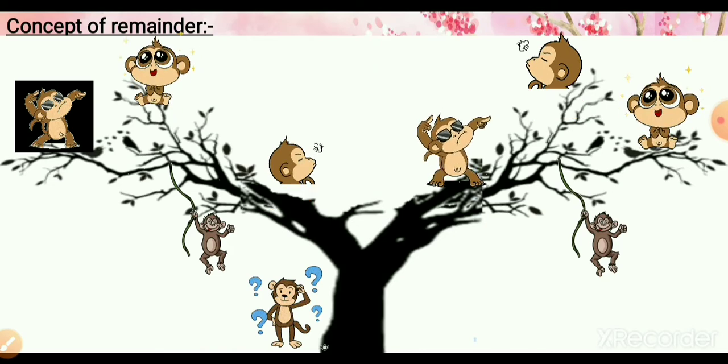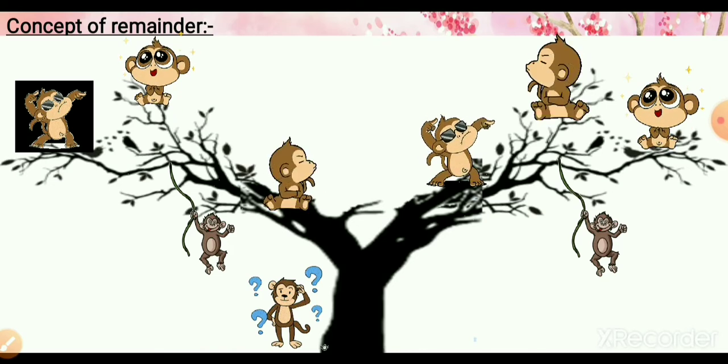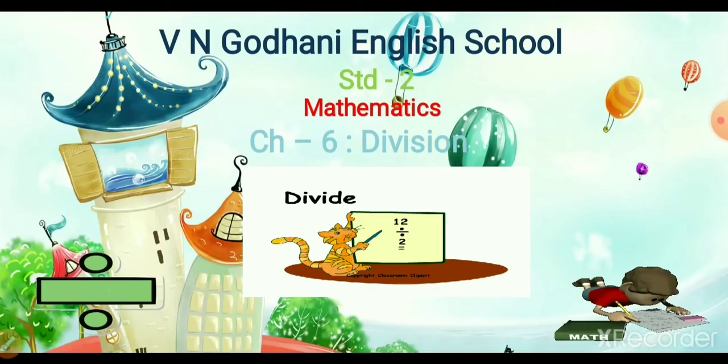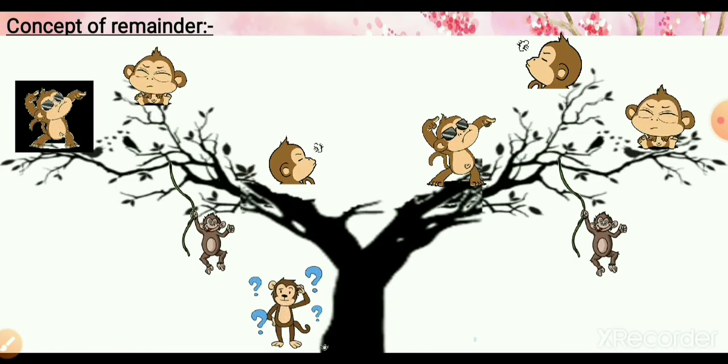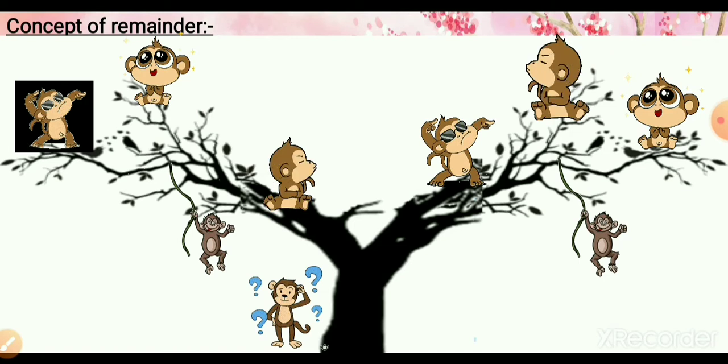9 chattering monkeys want to sit on 2 branches of a tree. Can an equal number of monkeys sit on the 2 branches? On one branch, 4 monkeys sit. On another branch, 4 monkeys sit. But one is left out. So, there will no longer be an equal number of monkeys on both branches. Sometimes it is not possible to group objects equally. Some things might be left over, which is called remainder.